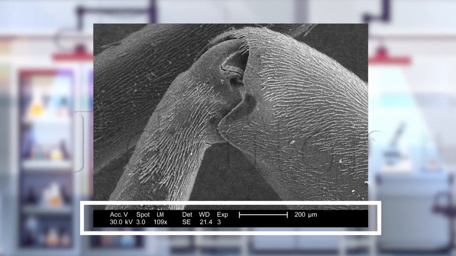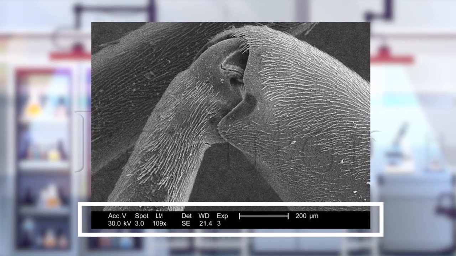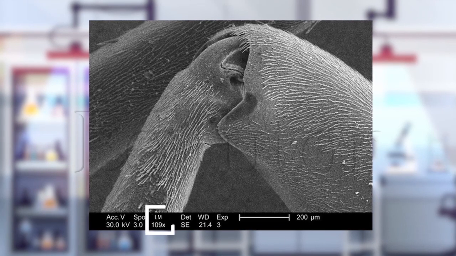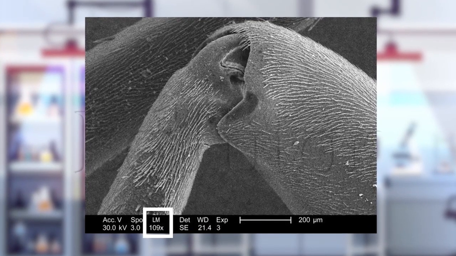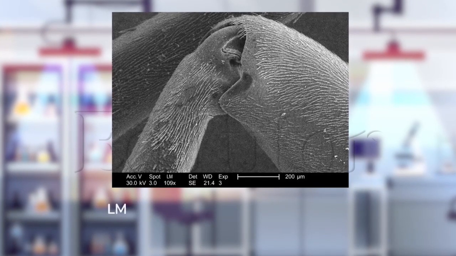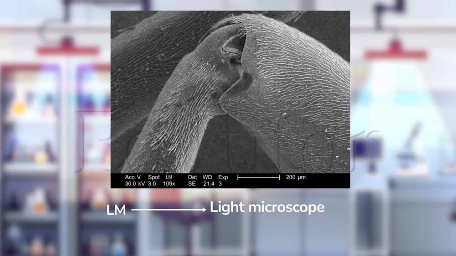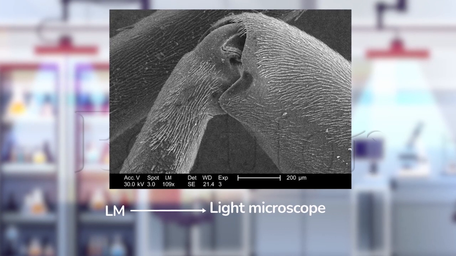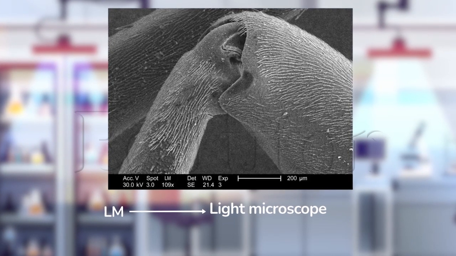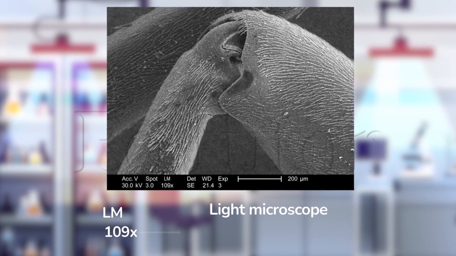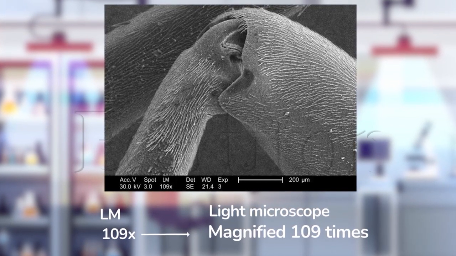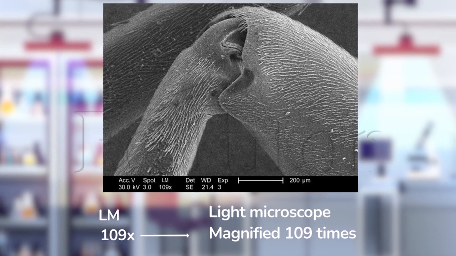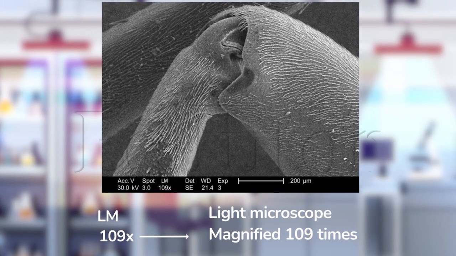Now, let's break these codes down. So, here we have LM109X. That sounds so complex. LM basically means that this micrograph was taken using a light microscope. And then 109x means that this image has been magnified 109 times. Sounds simple now, doesn't it?